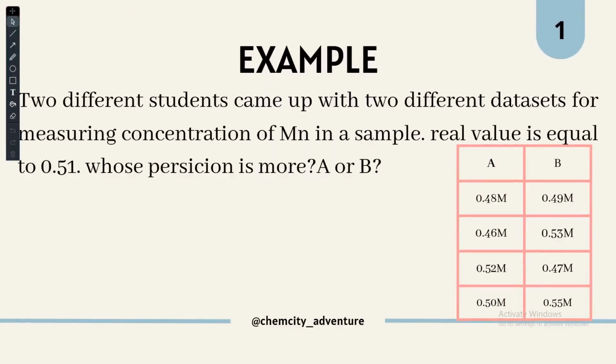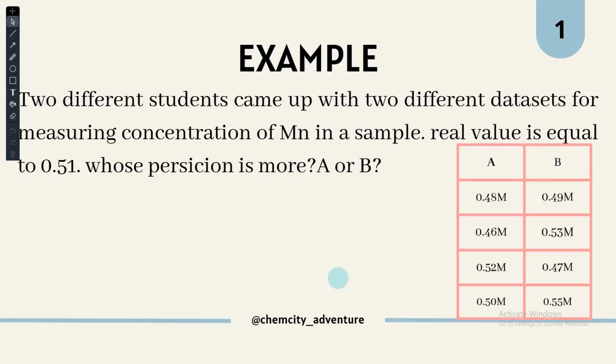It says that two different students came up with two different data sets for measuring concentration of Mn in a sample. Real value is equal to 0.51. Whose precision is more, A or B? Here, if you want, you can pause the video and answer the question yourself and then we'll check it together. So let's do it.